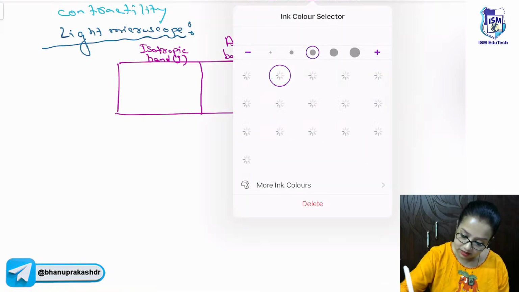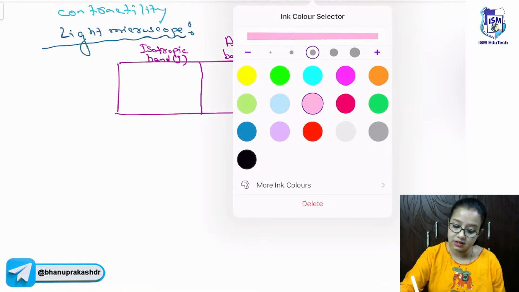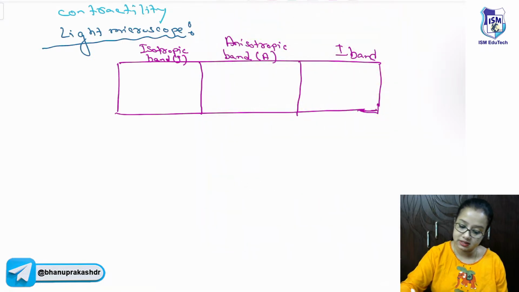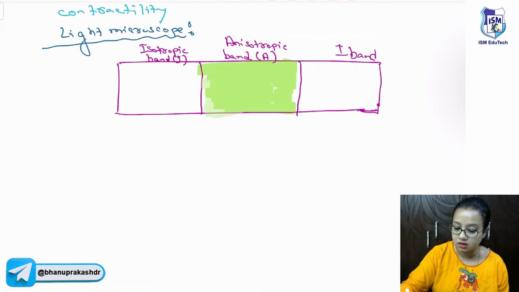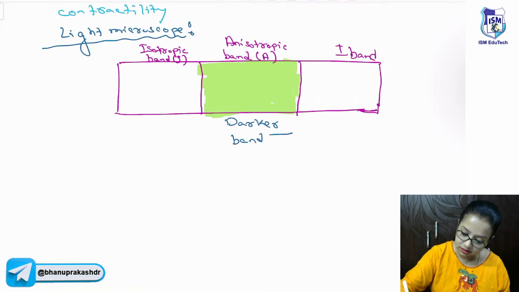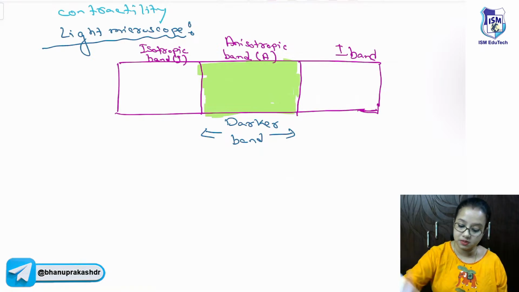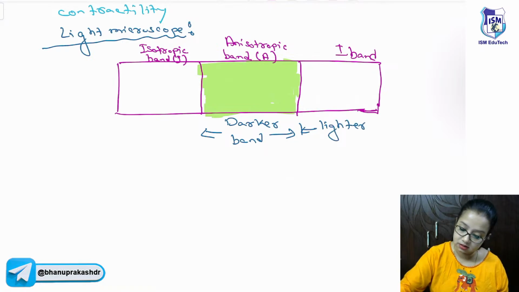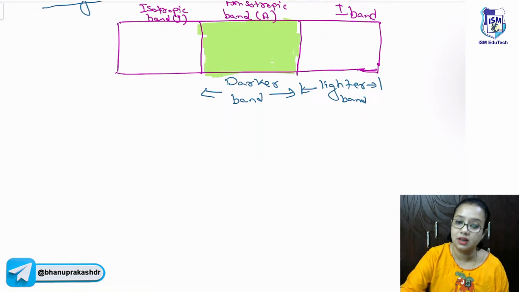Now, when the refractive index is studied in these bands, it is seen that the anisotropic band is thicker. Thicker means light is not passing much through this band. So this is the darker band, this A band, aniso, light doesn't pass, and these are the lighter bands. Okay, these are the lighter bands.